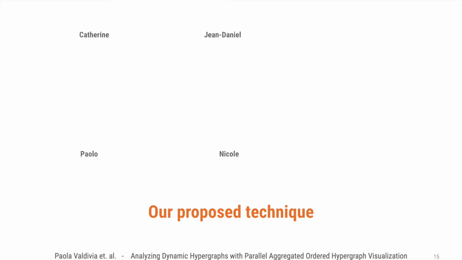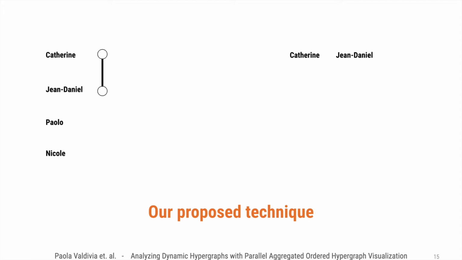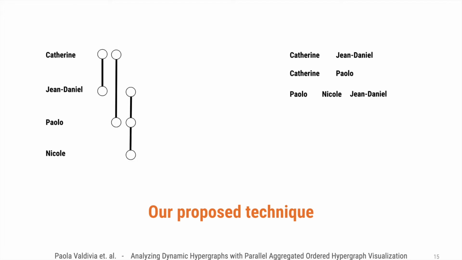Firstly, we align all authors' names to the left and represent each article as a vertical line. We add a dot to indicate that the person is a co-author of this article. For example, this article has Catherine and Paolo as co-authors. We add 2 more hyperedges to represent the other articles. And now we have represented the 4 articles without overlapping. And we can then examine connections between all co-authors.